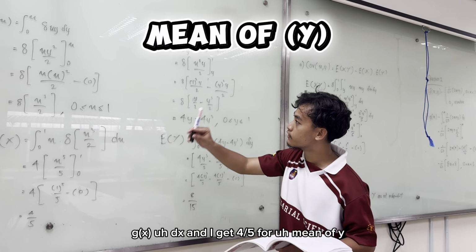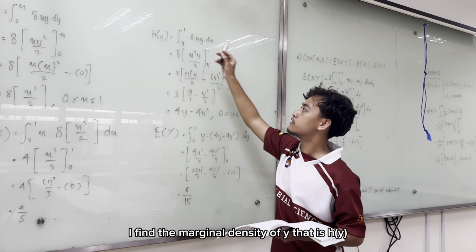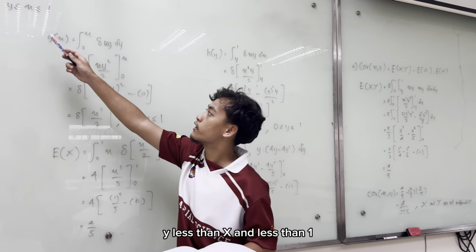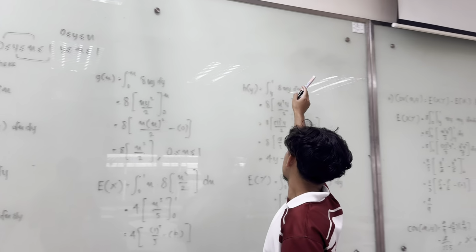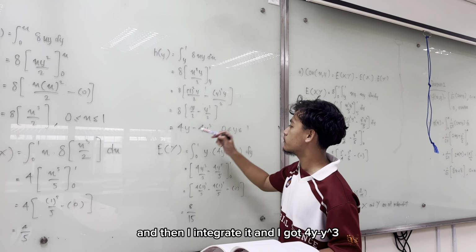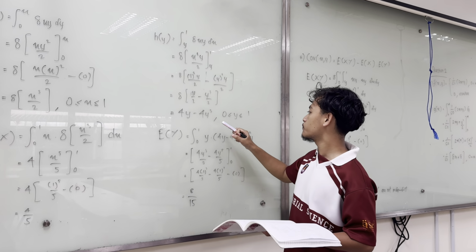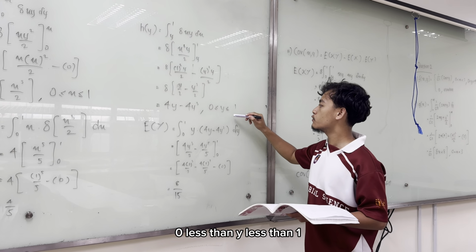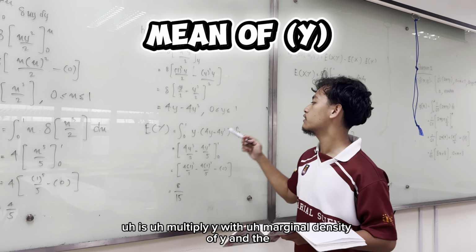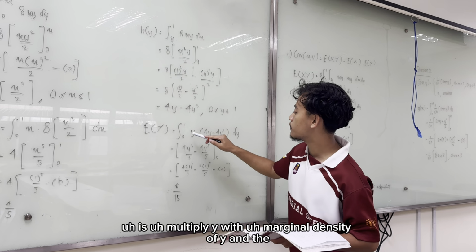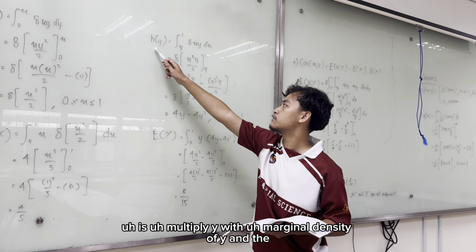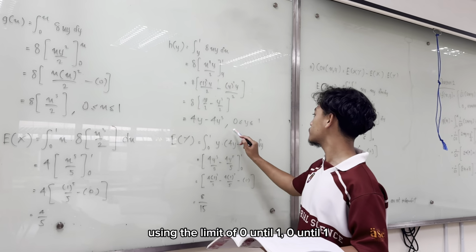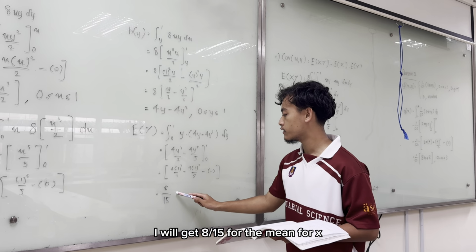So for the mean of y, I find the marginal density of y, that is h(y). I use the limit of x, y less than x less than 1, and then I integrate it, and I got 4y minus 4y cubed. The important thing is the limit of y, 0 less than y less than 1. The mean of y is y multiplied with the marginal density of y, using the limit 0 until 1, and I will get 8 over 15.